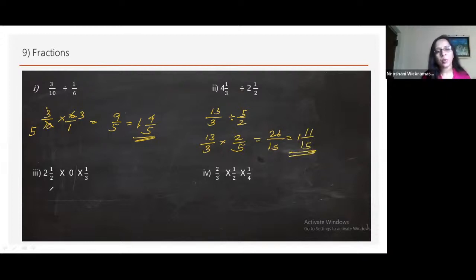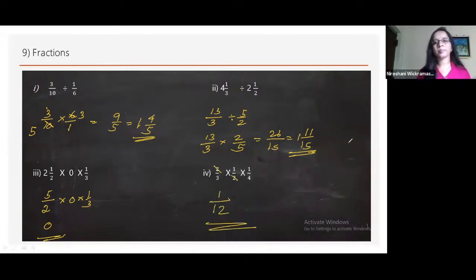2 times 2, 4 and 1, 5 over 2 into 0 into 1/3. Even if any number is multiplied by 0, no? Then answer is 0 here. Now look at this, you can cancel this 2 and this 2. 1 times 1, 1. 3 times 4, 12. 1 over 12. Answer 1 over 12.